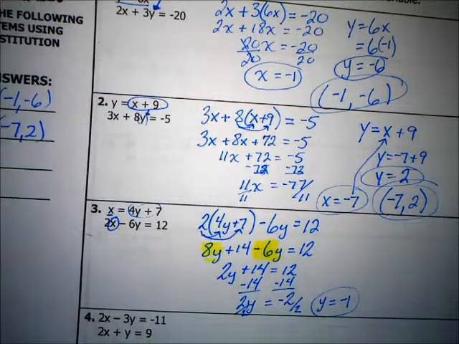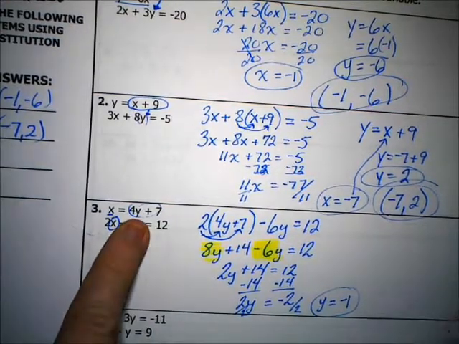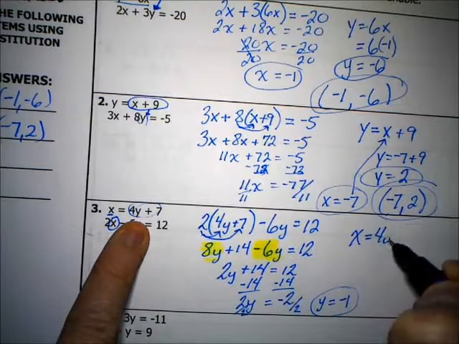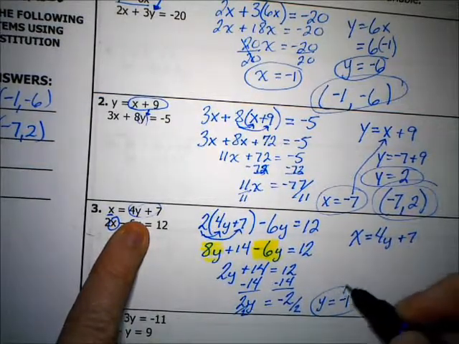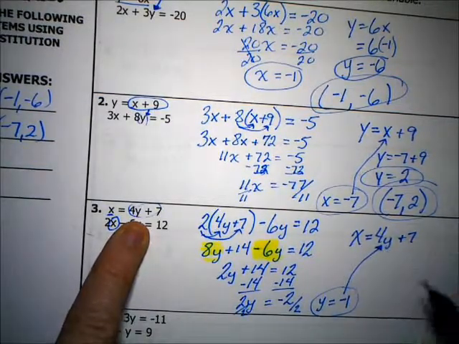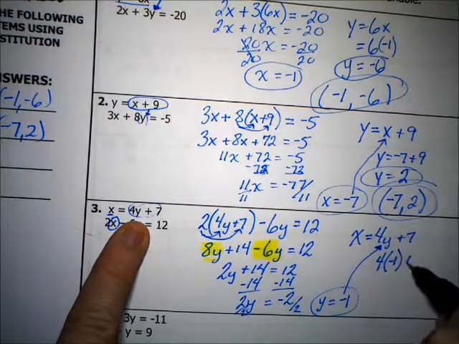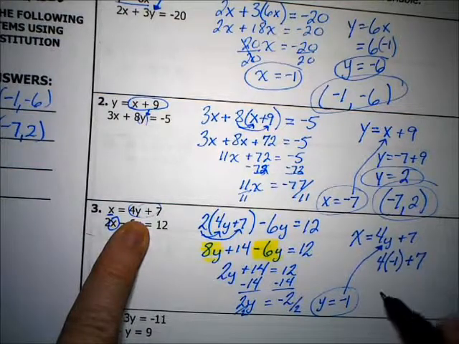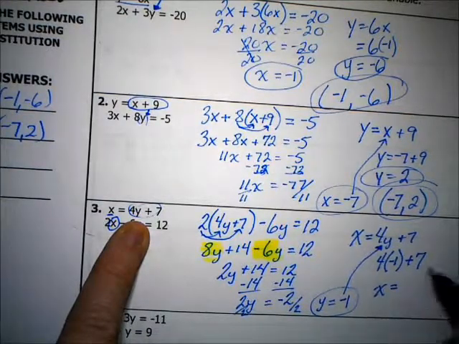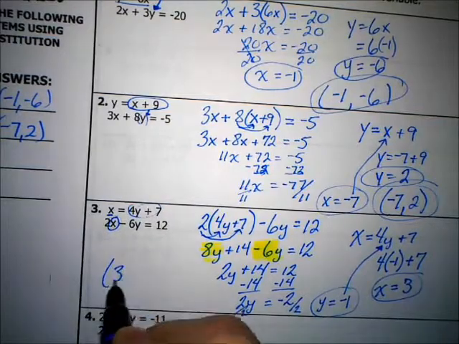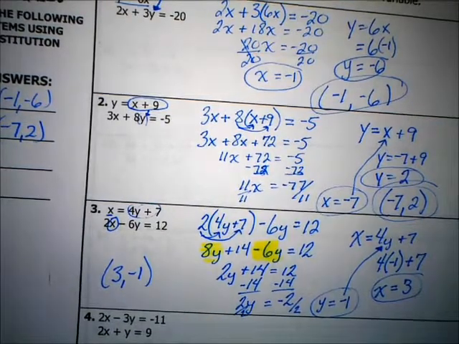So I want to go back and plug it into one of my equations. I'm going to take the first one again. It says x is equal to 4y plus 7. Well, there's my y value. I'm going to plug it in and have 4 times a -1 plus 7. That means x is equal to a 3. Now when I write my solution, I need to make sure I put my x before my y. So that'll be a 3, -1 as my solution.